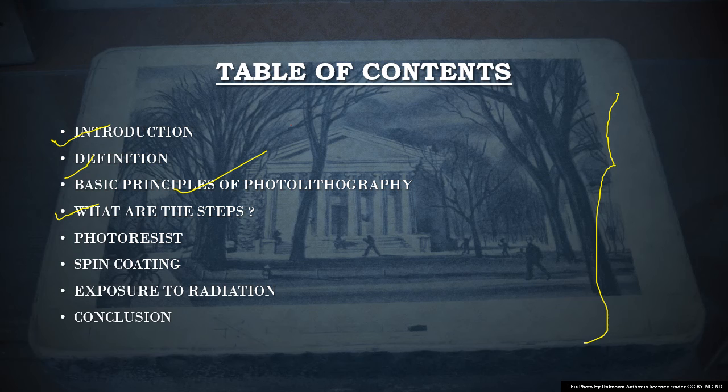And then we will talk about photoresist materials, which play a major role in the process of photolithography. Then we will discuss two steps. These are the major two steps involved in the process of photolithography. And then we will finally conclude our session. Okay, so let's move to my next slide.